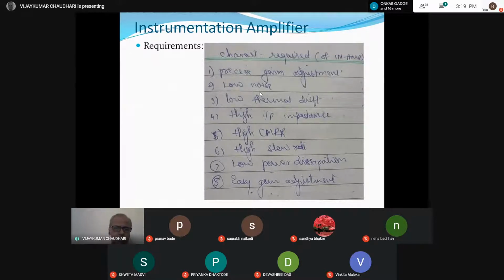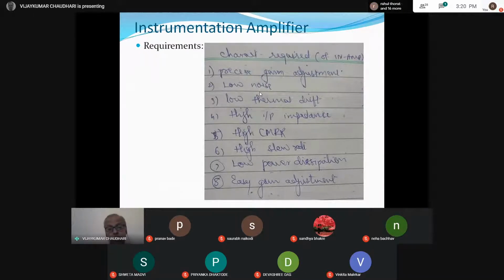So what are the requirements of this instrumentation amplifier then? Characteristics required for this instrumentation amplifier. It should have precise gain adjustment, right? It should have very low noise. It should have low thermal drift. Its characteristics or parameters should not change with the temperature. Otherwise, if they are changing, then there will be errors in the measurement. It should have high input impedance. Why is this requirement there? Because unless input impedance is high, the earlier circuits will be loaded. Earlier circuits are bridges and sensors. So those circuits will be loaded. So to avoid the loading effect, the instrumentation amplifier must have very high input impedance.